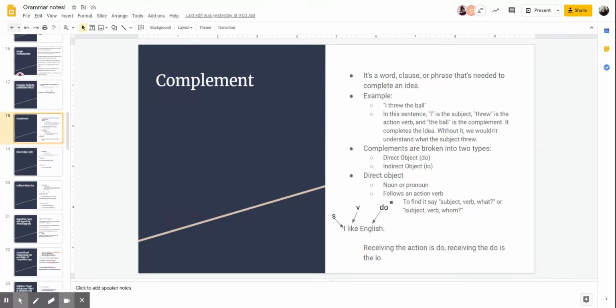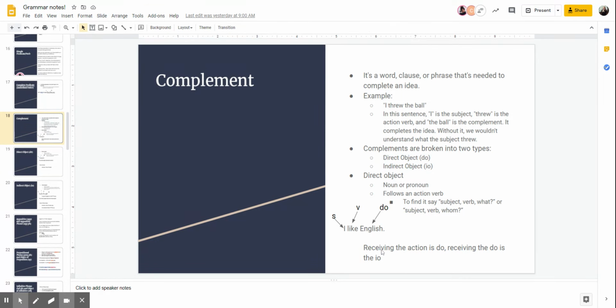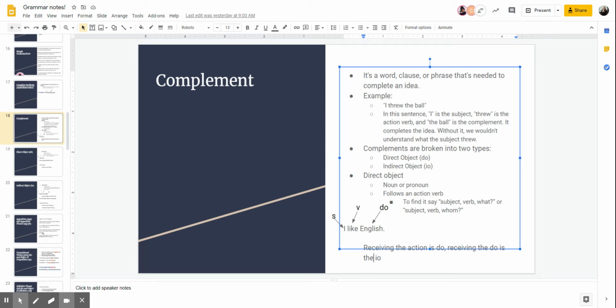Complements can be either a direct object or an indirect object. Direct objects receive the action. Indirect objects receive the direct object, and we'll go into more detail about that in a second.